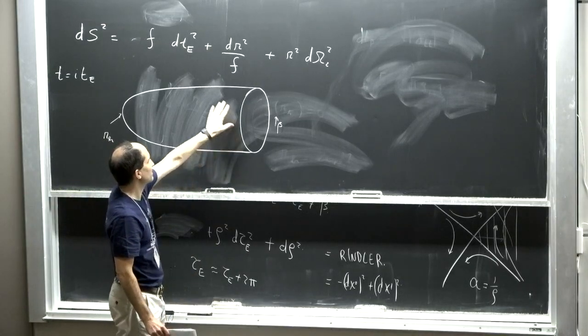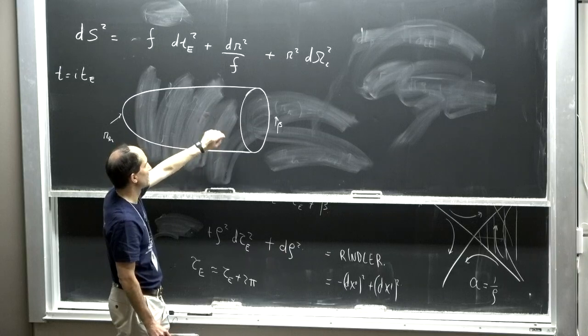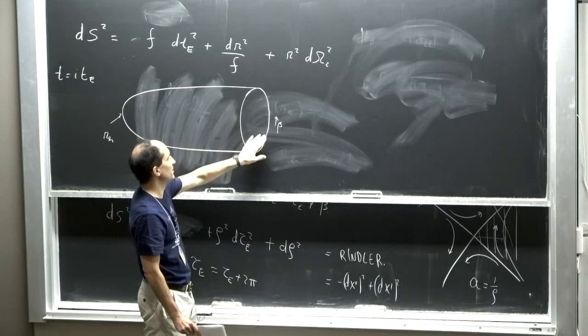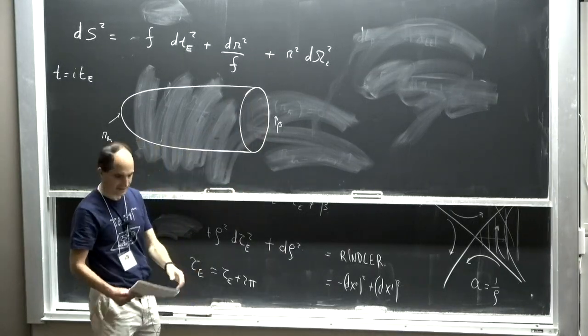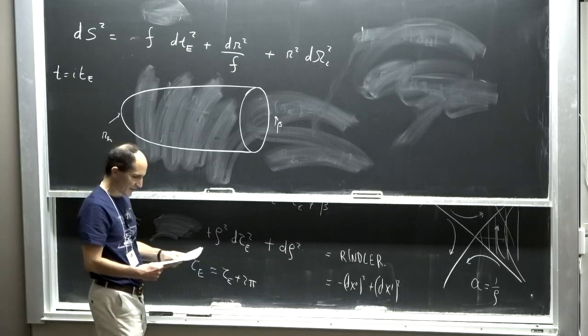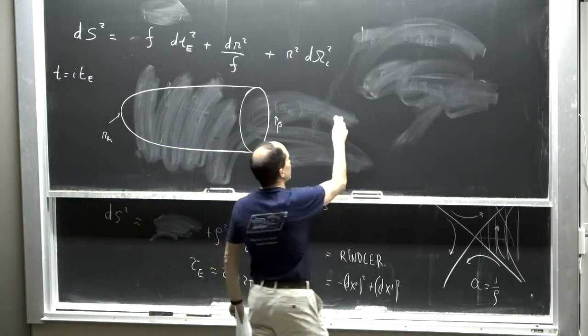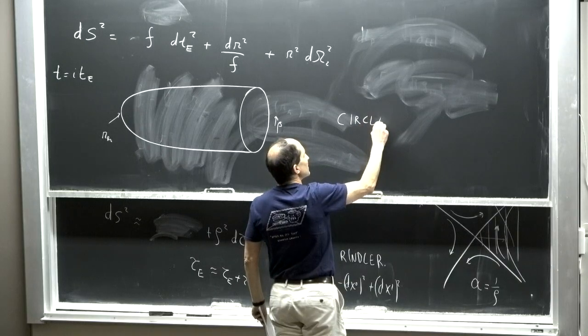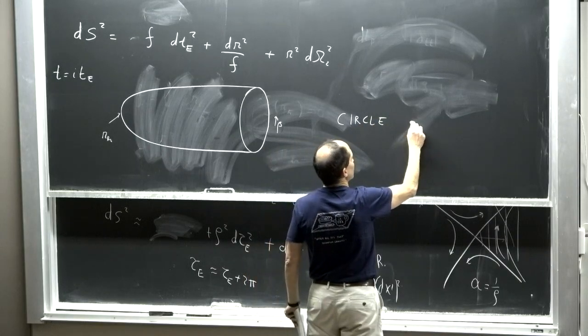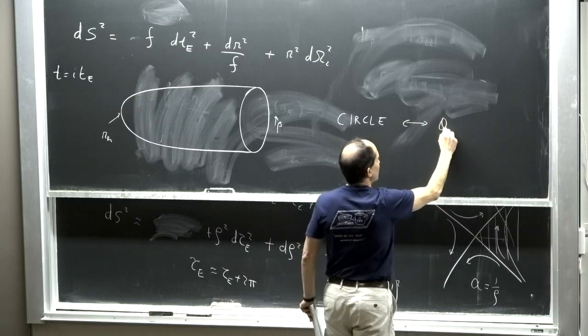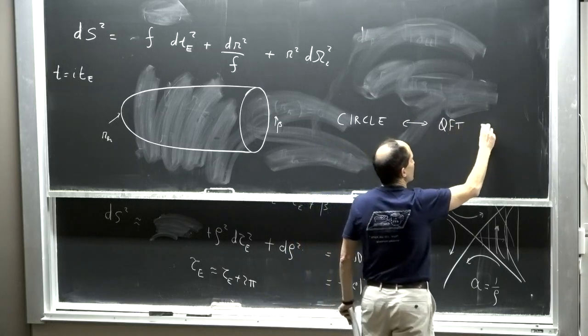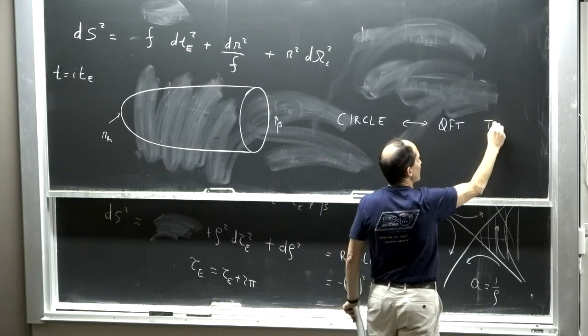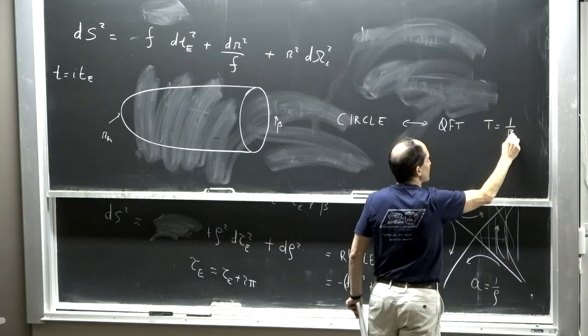Now imagine we have some quantum fields on this geometry. Now, we have quantum fields on a geometry which contains a circle of size beta. That type of geometry arises when we consider field theory at finite temperature. The circle is related to QFT or quantum mechanics at finite temperature, where the temperature is 1 over beta.